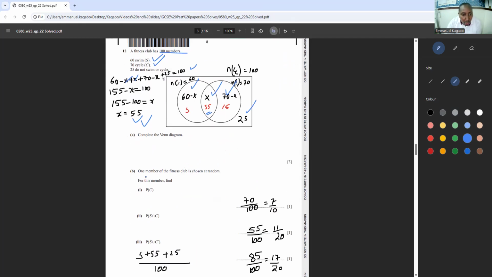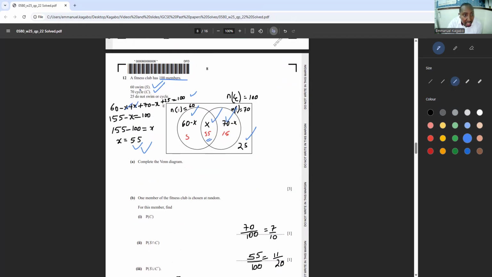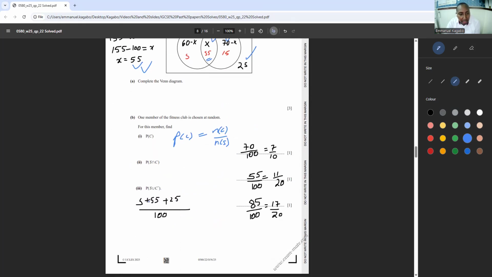Okay. Now, one member of the fitness club is chosen at random. That's probability. They're picking any member at random. Find the probability of picking C. C is cycling. How many do you have in total? 70. Those who are doing cycling, they are 70, and the total members is 100. What are the chances of that? It will be 70 over 100. Probability of any event means the number of C over the sample space, the total of all of them together. Okay, very good.